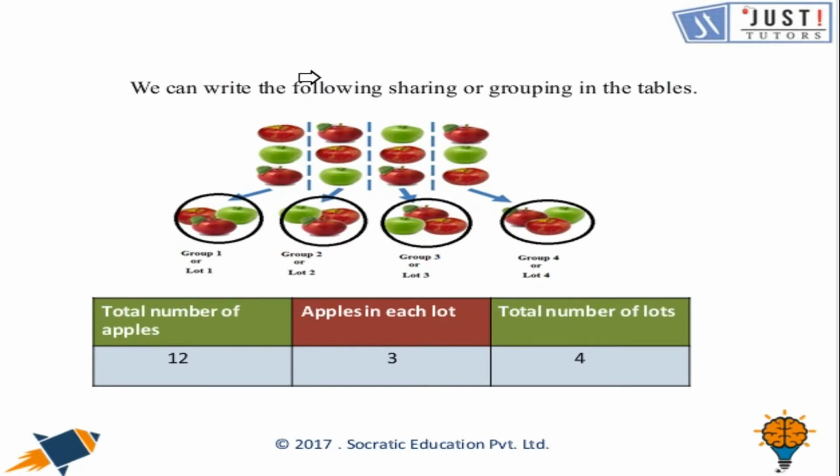Moving ahead. We can write the following sharing or grouping in a table as well. So the total number of apples was 12. In each lot, the first lot or first group has 3 apples. Similarly, the second lot or second group has 3 apples. Similarly, all the lots have 3 apples. And how many total lots are there? That's 4. Let's move ahead.